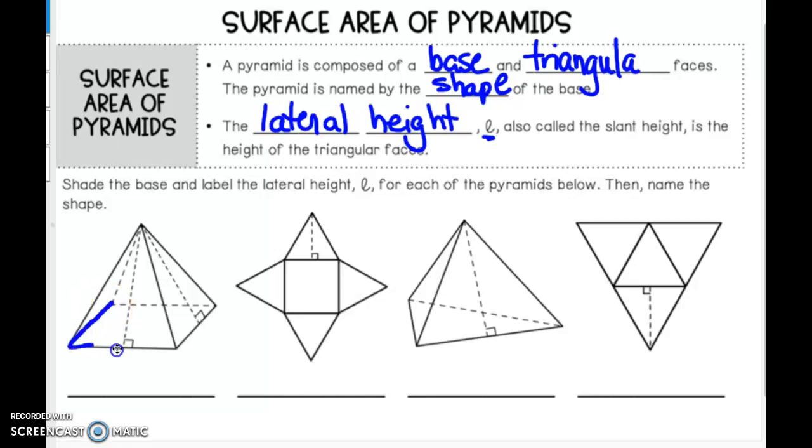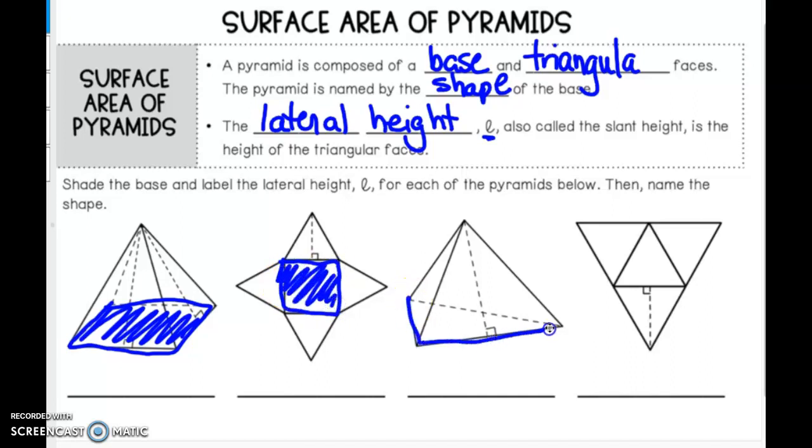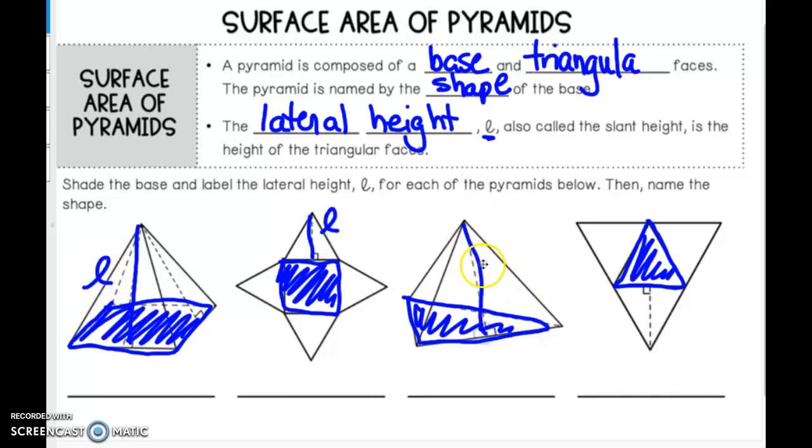So let me go through here. This is the base. This would be the base. This is our base. And this middle piece is our base. Let me kind of color those in. And so the next piece we're going to talk about is this one right here, the lateral height. Sorry, my lines are not straight. And lateral height. So we name each of these by the base shape.